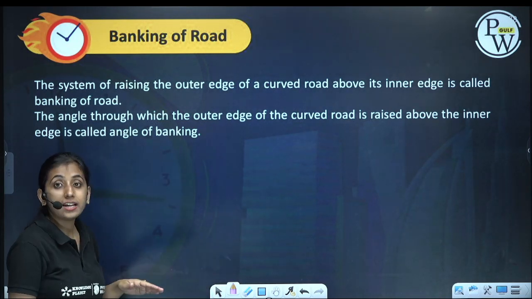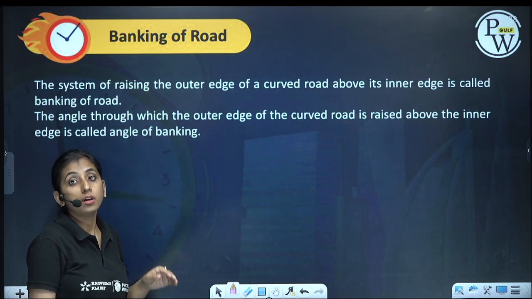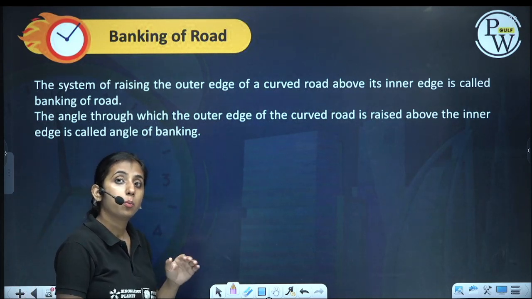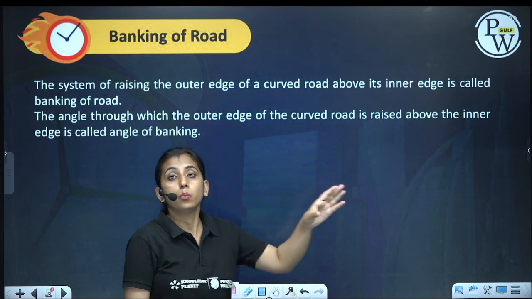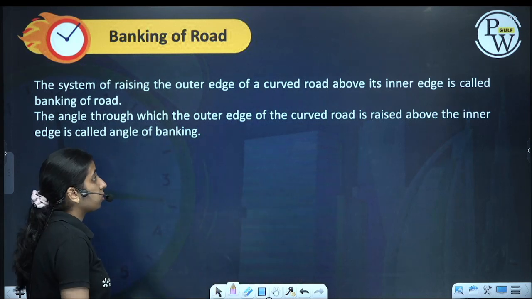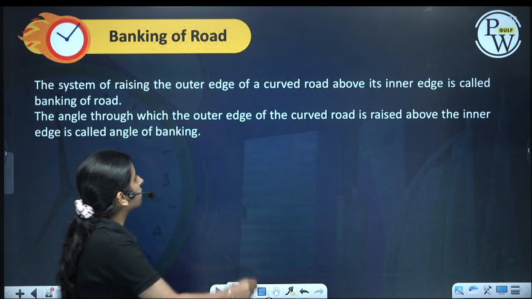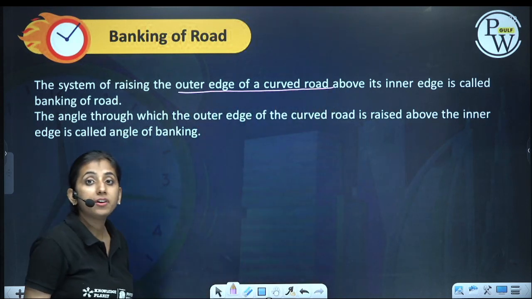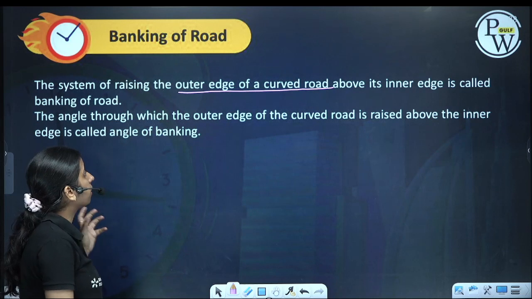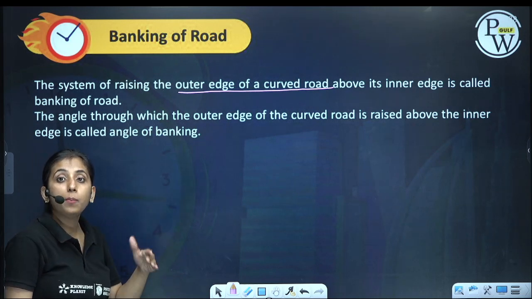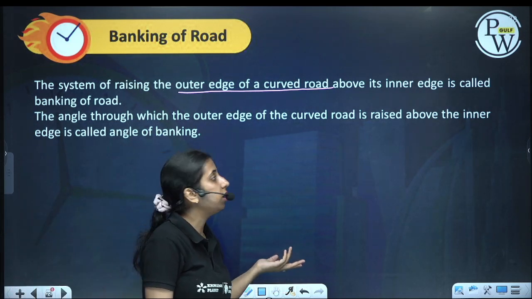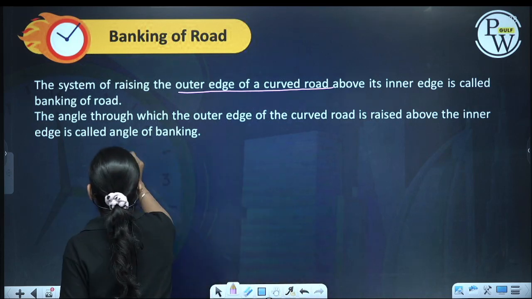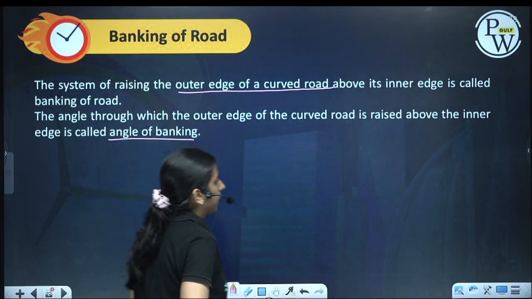When we raise the outer edge of our road with respect to the inner edge by some height, we tilt the road. This is called banking of road. The system of raising the outer edge of a curved road above its inner edge is called banking of road. The angle by which we have raised it is called the angle of banking or banking angle.